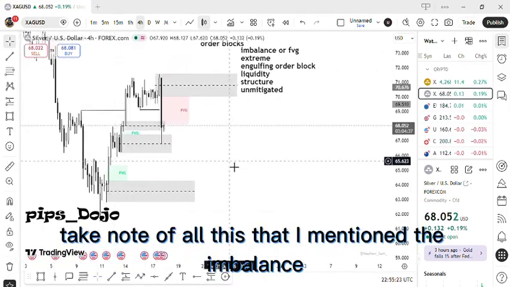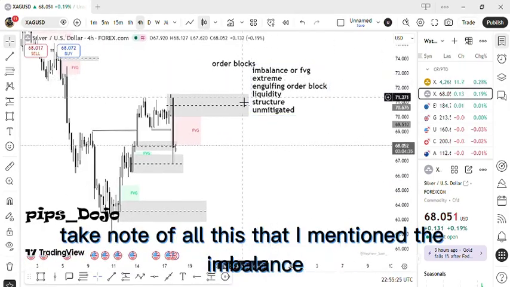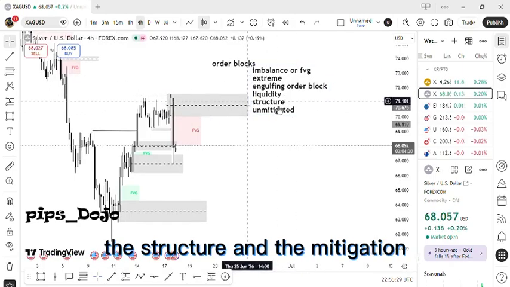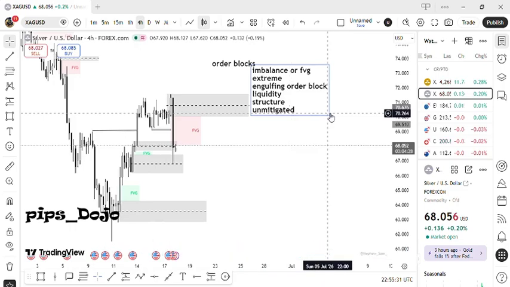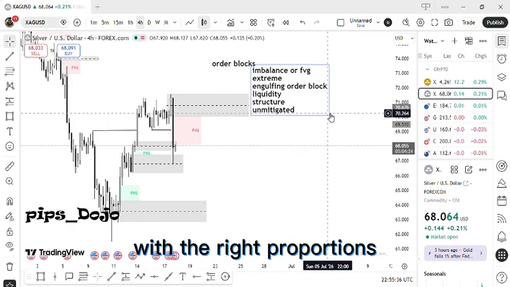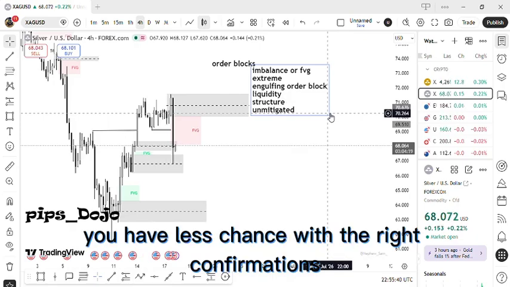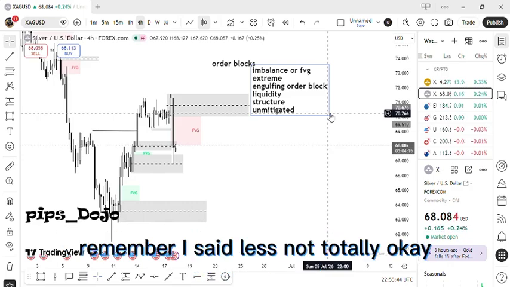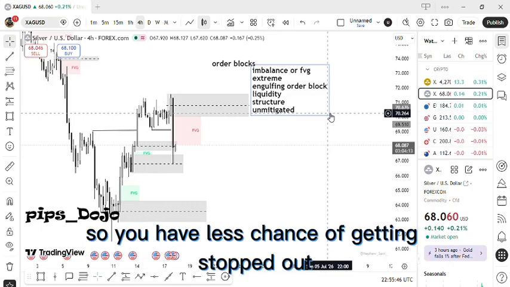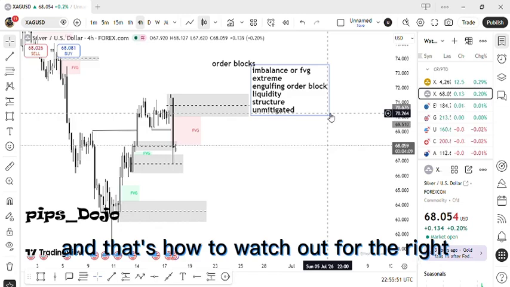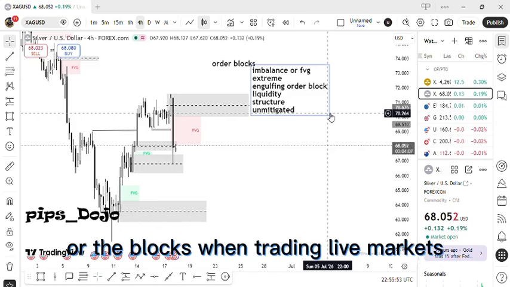Take note of all this that I mentioned: the imbalance, the extreme, the engulfing, the liquidities, the structure, and the mitigation. Okay, you want to take this into account, and if you take this into account with the right proportions, with the right structure, with the right confirmations, you have less chance of getting stopped out. Remember, I said less, not totally. That's how to pick, and that's how to watch out for the right order blocks when trading live markets or even your demo accounts.